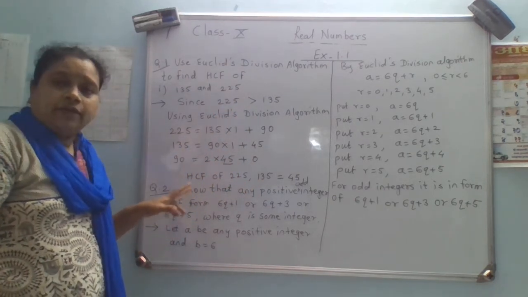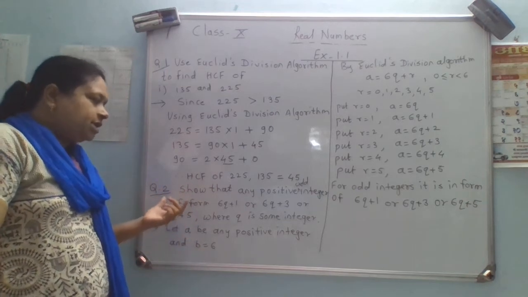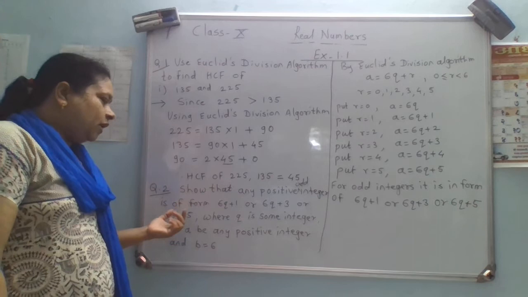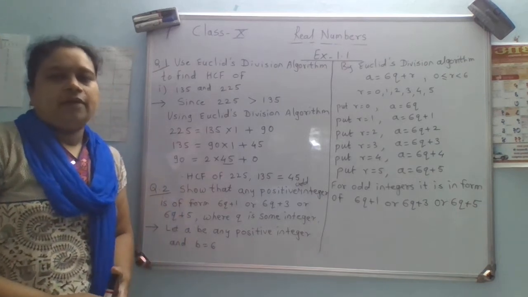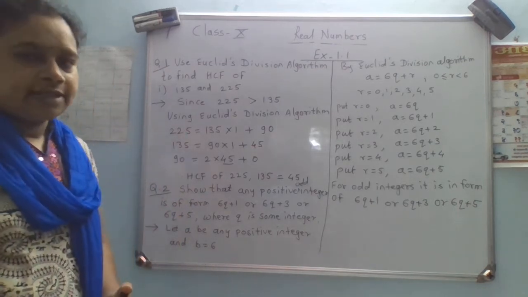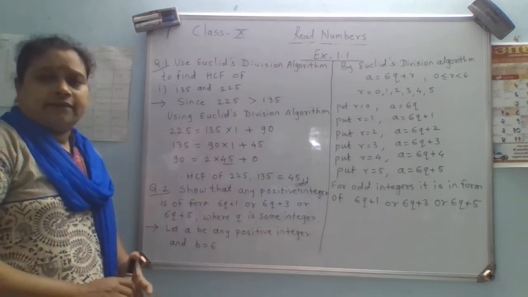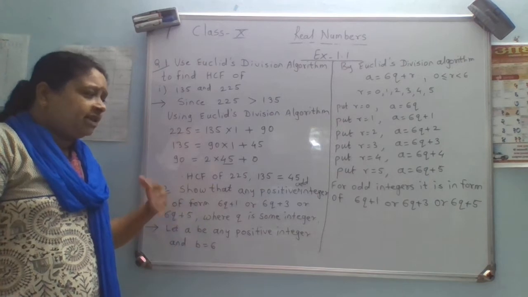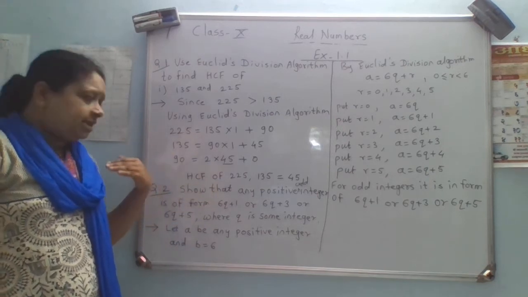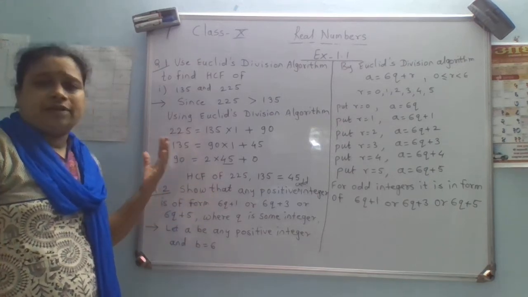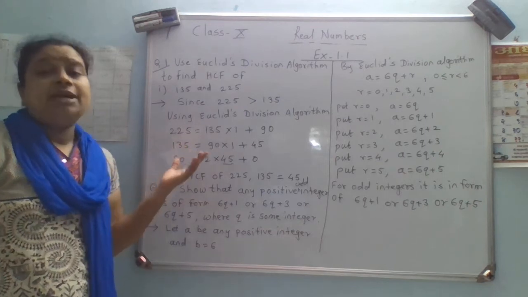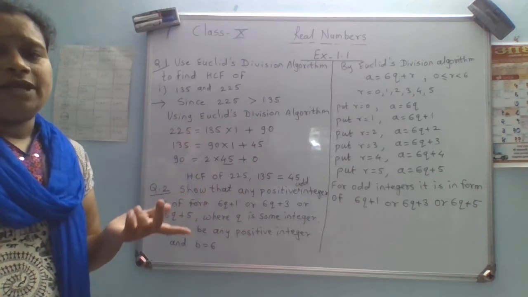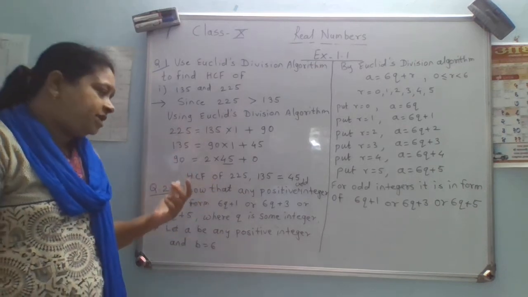Then we have question number 2. The question is: show that any positive odd integer is of the form 6q + 1, or 6q + 3, or 6q + 5. Here we have to prove this theoretically, which means we don't know the numbers. Whatever the positive number is, if it is odd, it should be in the form 6q + 1, 6q + 3, or 6q + 5.